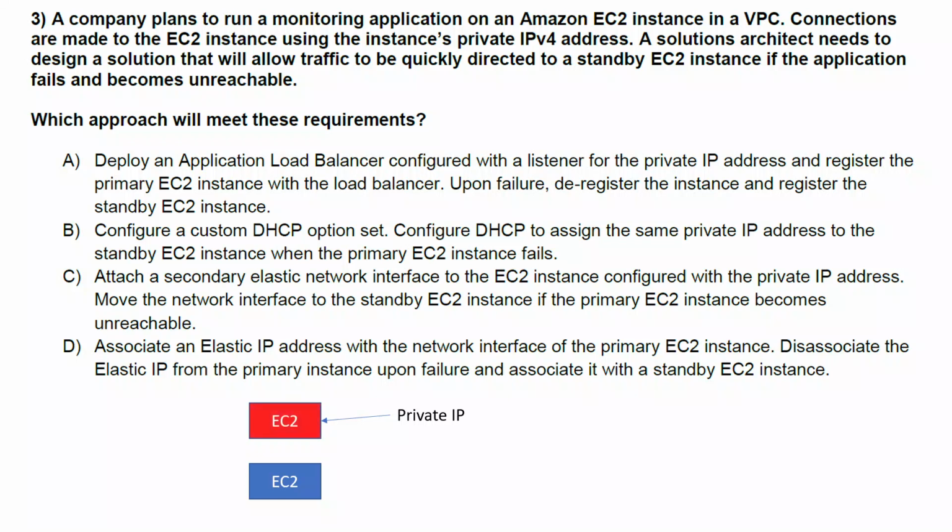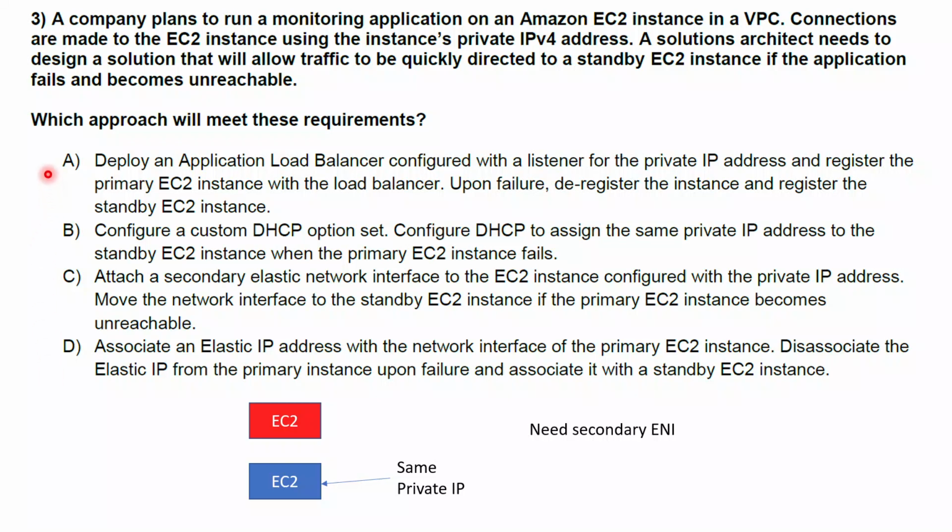Now, to redirect to a standby instance, we need to ensure the standby instance is assigned the same private IP address that was used by the primary instance. This requirement can be met by attaching a secondary elastic network interface. The primary ENI stays with the instance for the life of the instance, but the secondary ENI can be detached and attached to a different instance. The IP address that is associated with the secondary ENI also moves to the new instance. Let's look at the answer choices.